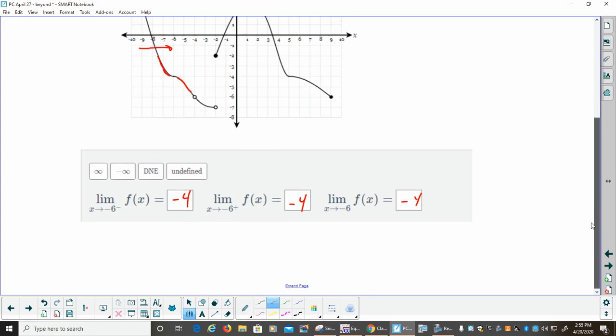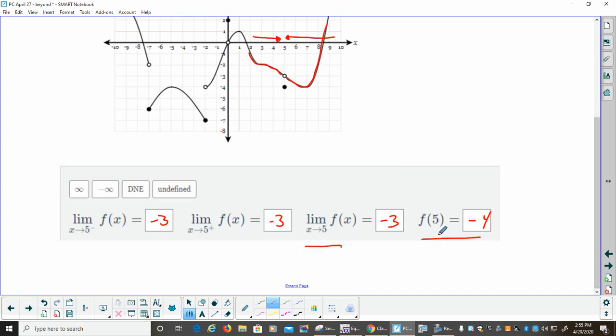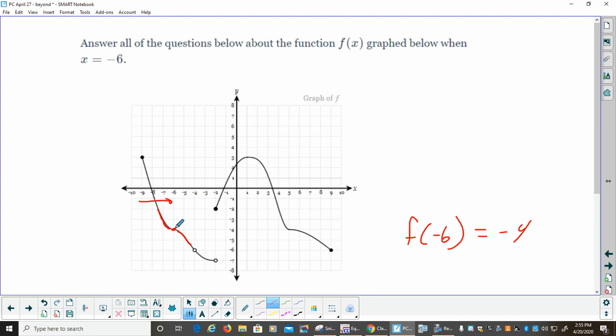If they ask you, which maybe I missed it and didn't copy it, what is f of negative 6? It's also negative 4 because it exists there. That is the value of the function at negative 6. So in that case, all of these things would match. Whereas in these prior ones, they didn't match because at this point, there's a discontinuity, a break. So if there's no discontinuity there, all of those things are going to be the same number.